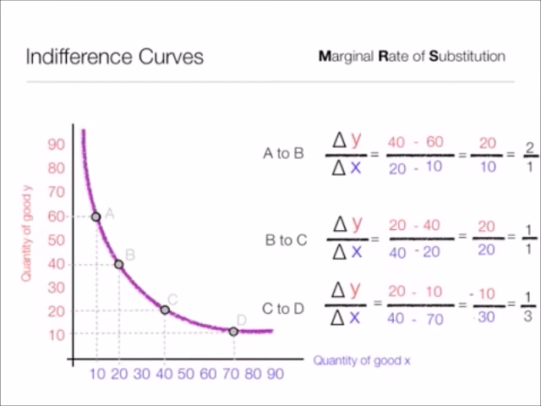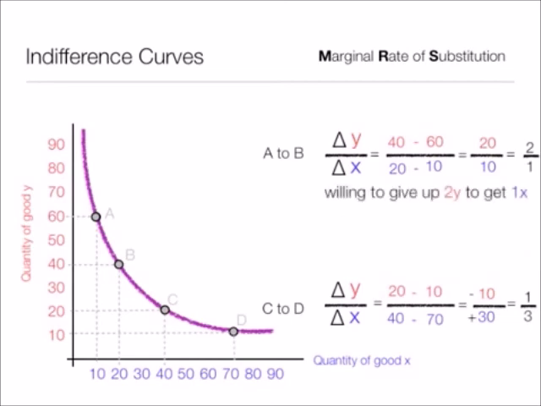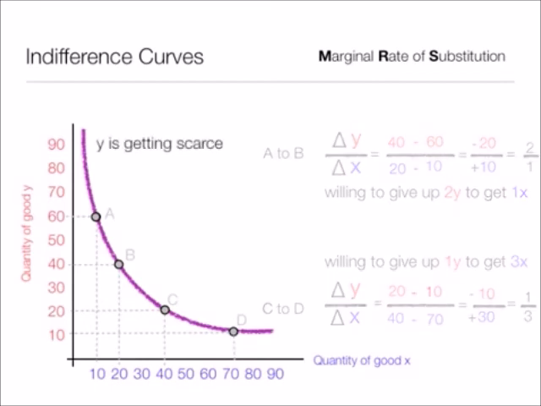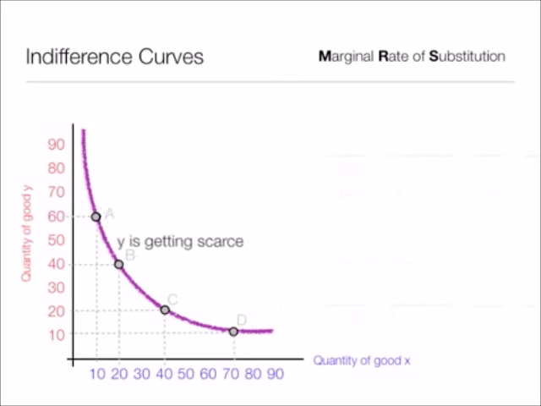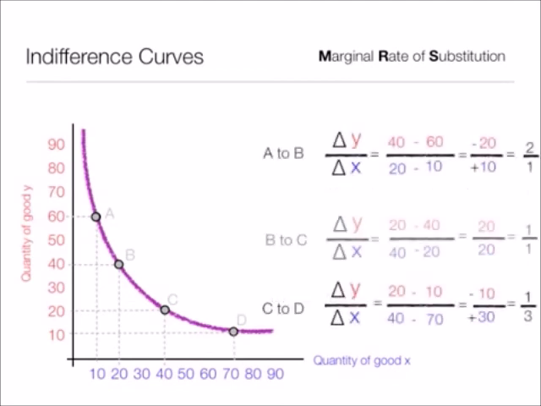Moving from point A to B, the consumer is willing to give up 2y to get 1x. But moving from C to D, the consumer is willing to give up 1y to get 3x. So as the consumer moves down the indifference curve, y is getting scarce. So if the consumer has a lot of something, they're willing to give it up easily, but if they have a limited supply, they're less willing to give it up.